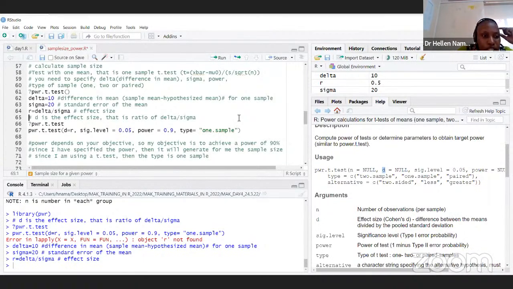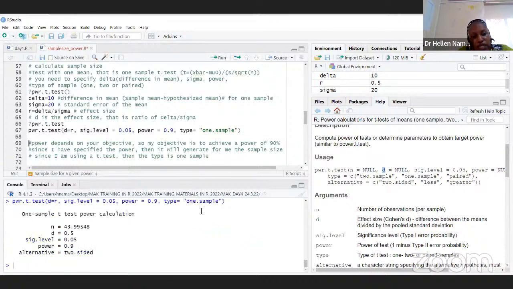in case my effect size in this particular case is a half, because that is 10 over 20, which is 1 out of 2. So in case I run this line and I look in my console, it says that in case of a one sample and you're considering your power to be 0.9 and your effect size as 0.5, then the recommended sample size that you need to use is 40. It's 44 in this case, if I'm to round off.